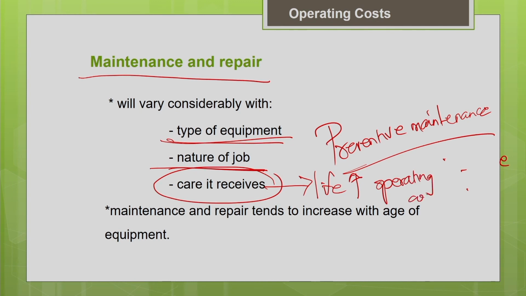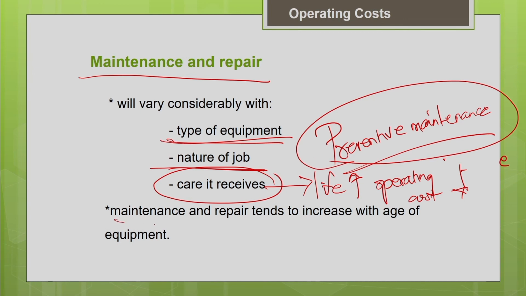How does the operating cost get reduced? Because you can reduce major breakdowns of the machine, so the major repair will get reduced. That will significantly save your total cost. So that is why it is always preferable to go for preventive maintenance. We have to take care of the machines properly. So this we have discussed just now. Maintenance and repair tends to increase with the age of the equipment. We know the reason already.